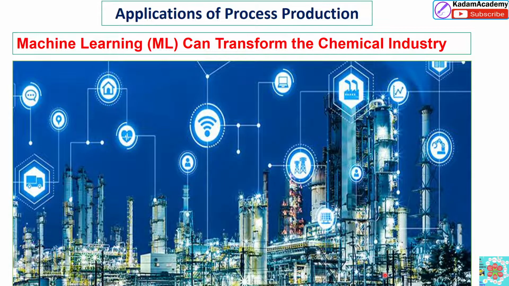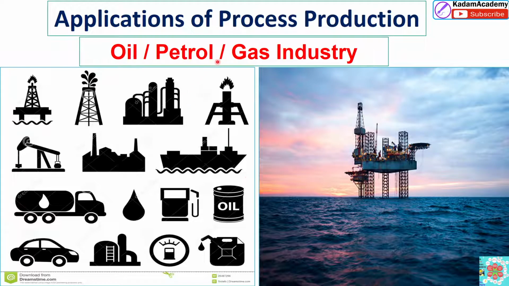See, this is how machine learning can transform the chemical industry, how they can be connected by using machine learning projects in the future. These are the future industries: oil industries, gas industries, petrol industries. They are process production. See, this is visualized already.